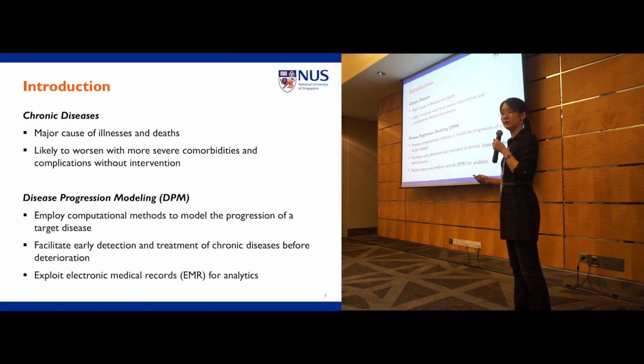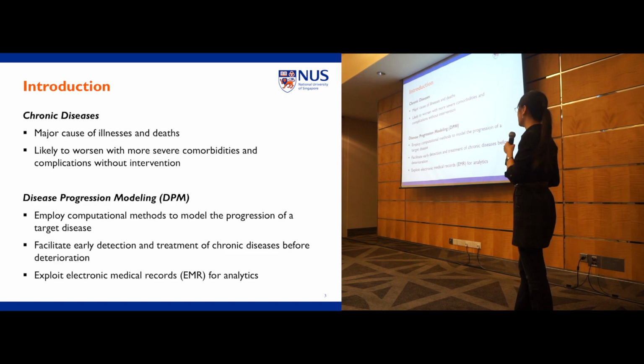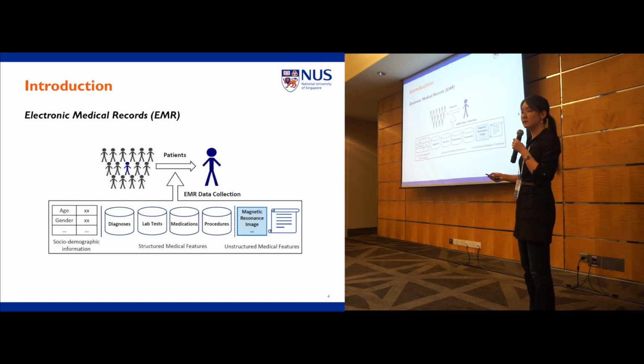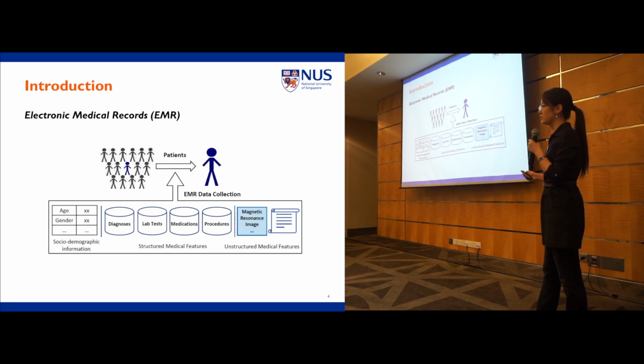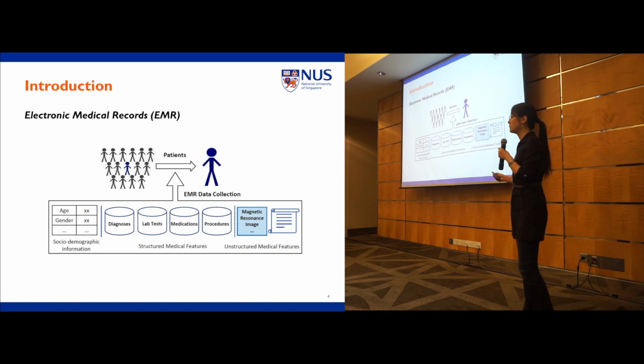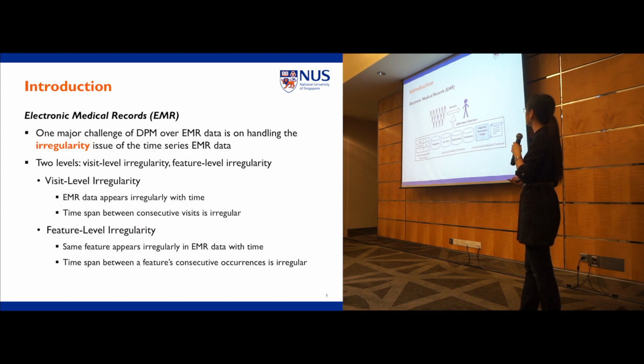Generally, disease progression modeling exploits electronic medical records, EMR data, for analytics. EMR data is time series data that records patients' visits to hospital. Generally, EMR data includes all kinds of medical features, such as diagnosis, lab tests, medications, procedures, and so on.